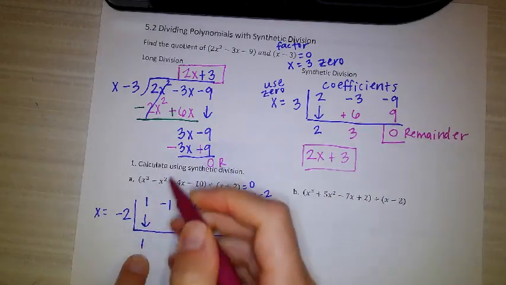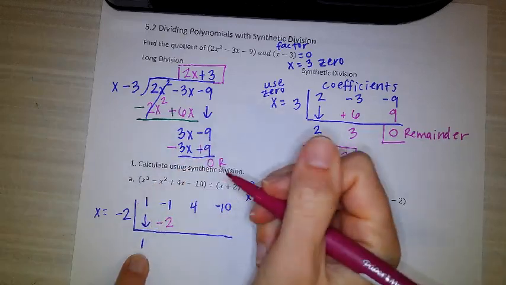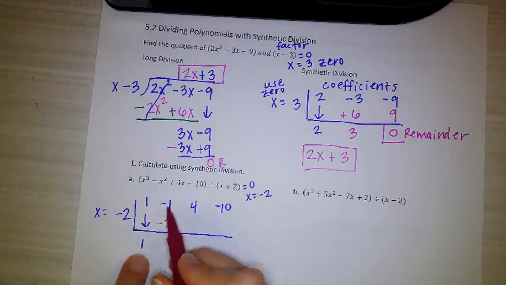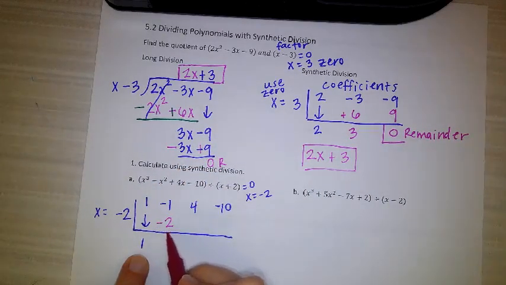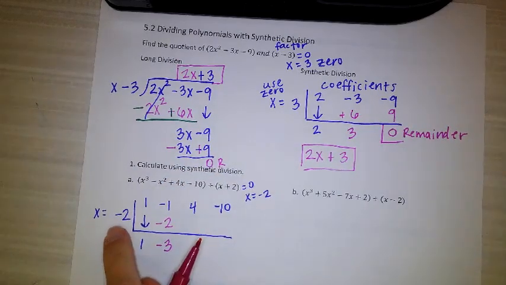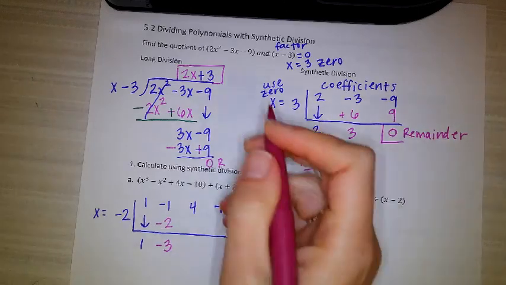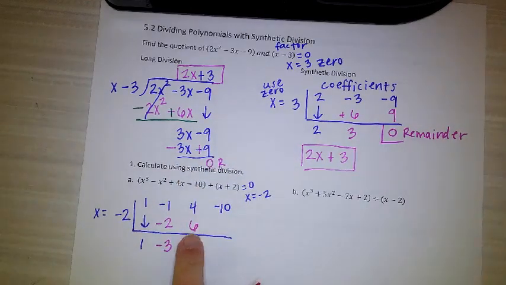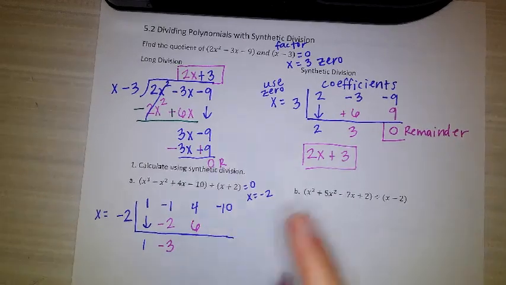-2 times 1 is -2, and we add straight down. -1 plus -2 is -3. Now go back out to your outside number. -2 times -3 is 6. That goes underneath my next coefficient. 4 plus 6 is 10.